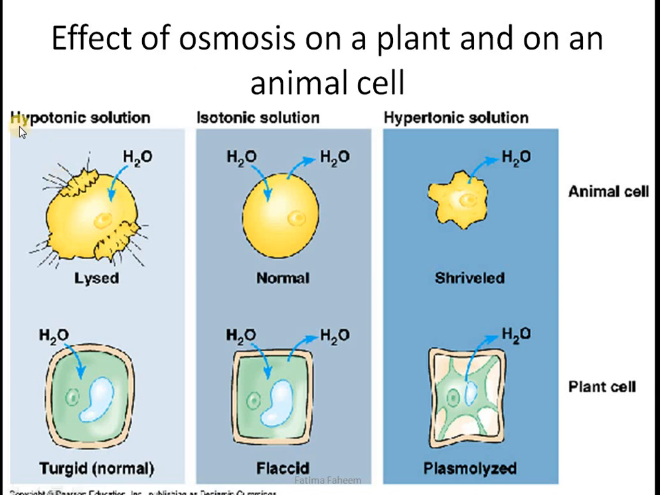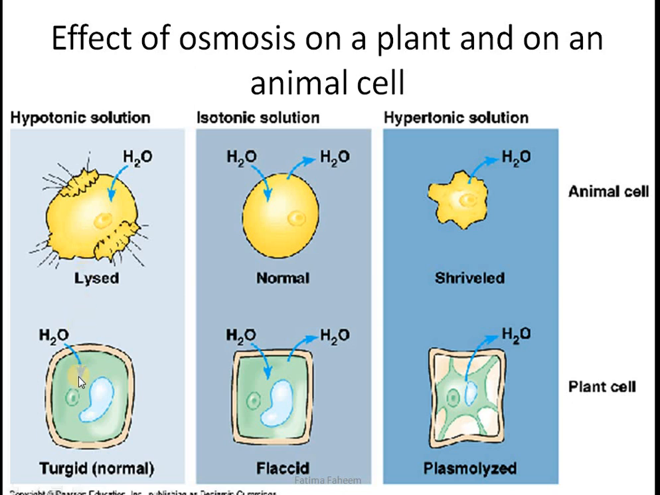An animal cell is unable to stand itself in hypotonic solution because it does not have a cell wall to protect it. The cell membrane is very thin. When water keeps moving into the cell by osmosis, it will ultimately burst. Hypotonic solution will cause bursting of an animal cell.